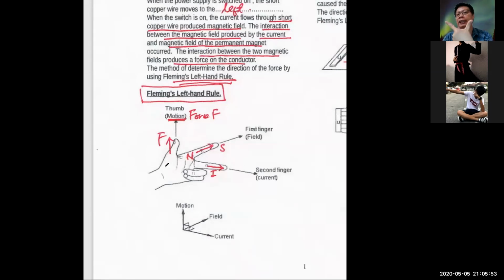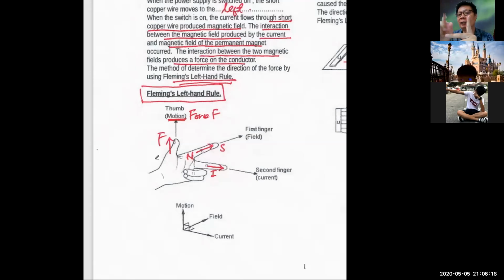Okay, look here now. Your three fingers must be like this. Follow here, please. Your thumb, your left hand, not your right hand. Your thumb and your first finger must be 90 degrees. You see? 90 degrees. Your first finger and your second finger also must be 90 degrees. So all three fingers must be 90 degrees to each other.